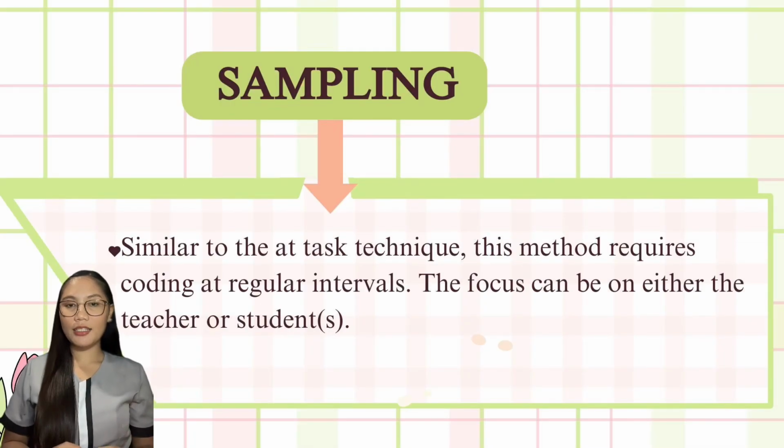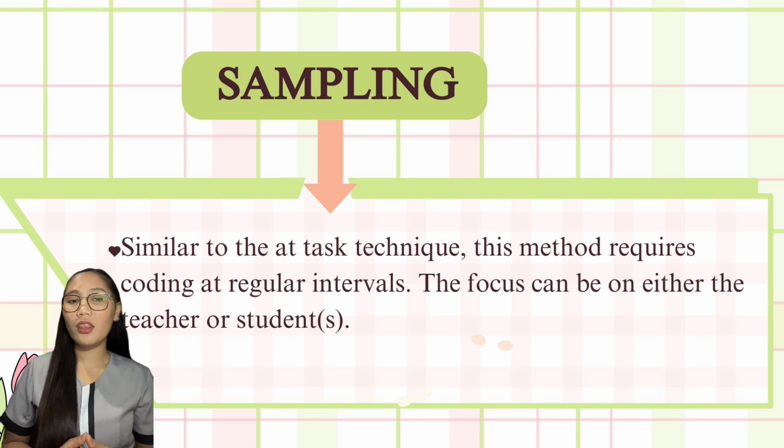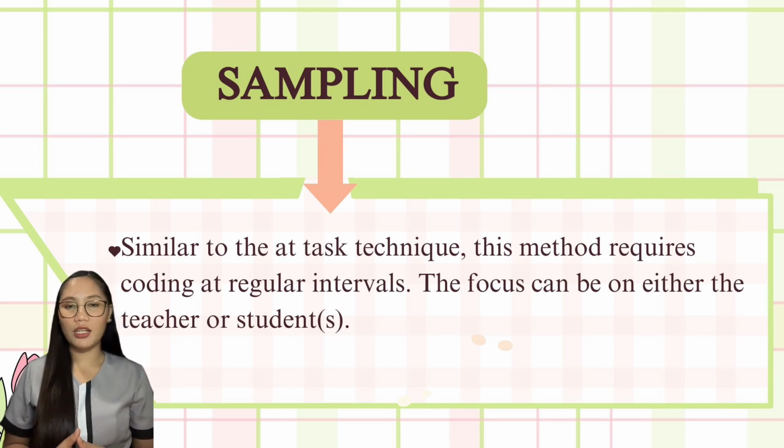The sampling technique is almost like the at-task method because the observer also records what happens at regular intervals. But instead of only checking if students are on task or not, this method can focus on different behaviors of the teacher or students. So to make it easier, the observer creates a legend or code. For example, P for presenting, O for observing, M for managing, H for helping, and I for individualizing instruction. Then, at set times, the observer looks at the teacher or student and records what they are doing using those codes. This way, the teachers can see how much time is spent on different activities.